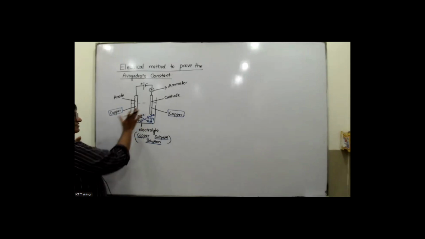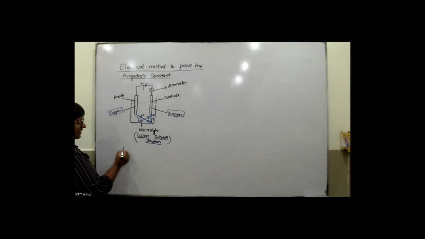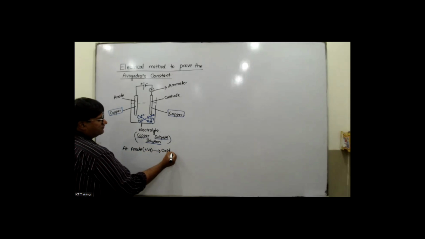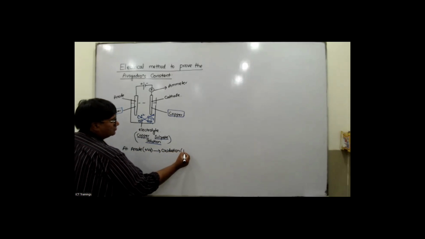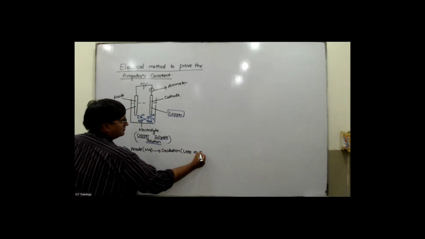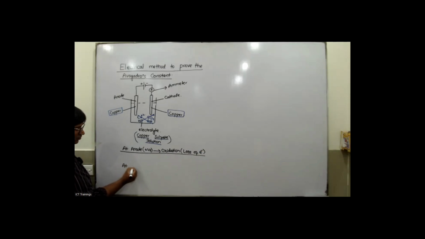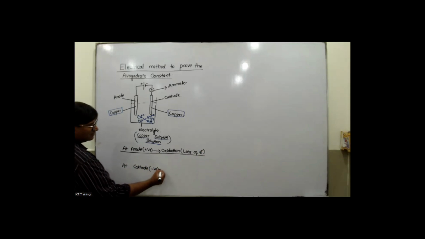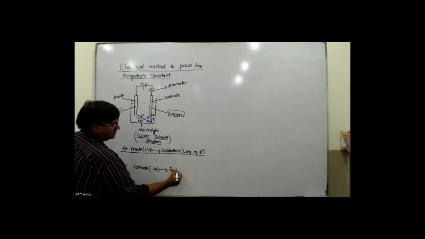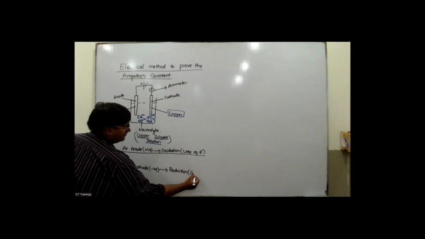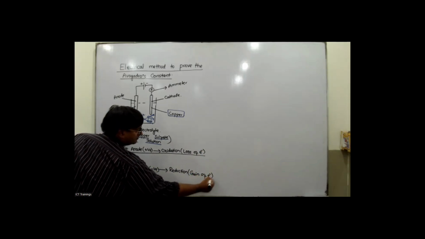Okay, my dear, so this is the reactive electrolysis. In the reactive electrolysis, what would happen at the anode, that is the positive terminal? At the anode, the process of oxidation would take place. Oxidation means loss of electrons. Whereas at the cathode, which is the negative terminal, the process of reduction would take place, which means gain of electrons.